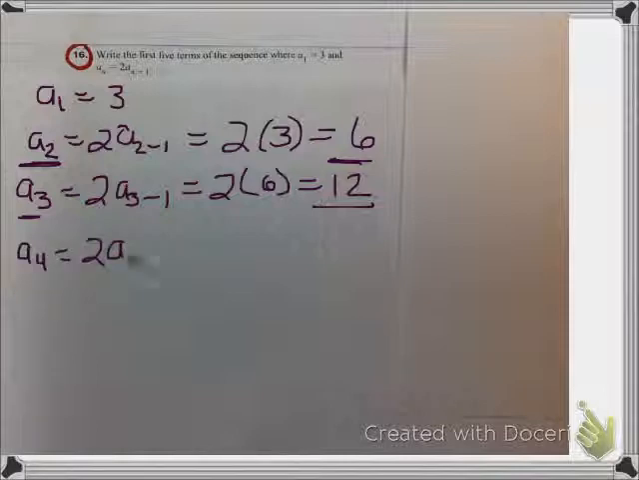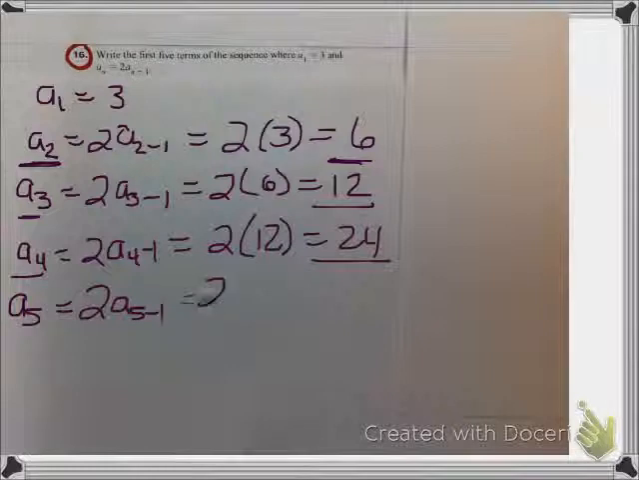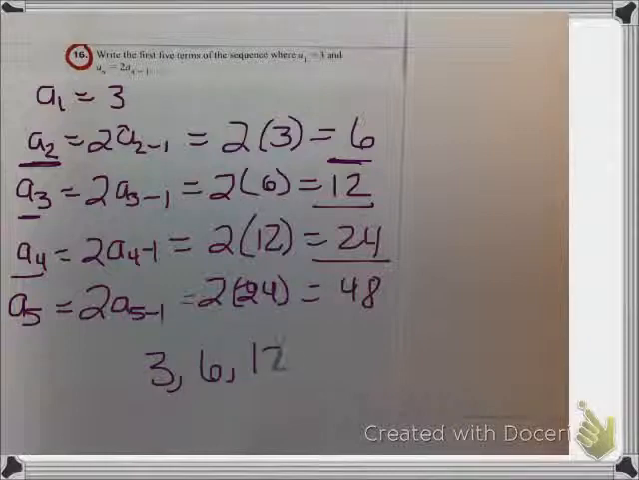2 times A sub 4 minus 1. And 4 minus 1 is 3. So it's 2 times 12 equals 24. Am I done? I need one more, right? A sub 5. So 2 times A sub 5 minus 1, which is the fourth one, which means times 24, which is 48. So what are my terms? 3, 6, 12, 24, and 48.